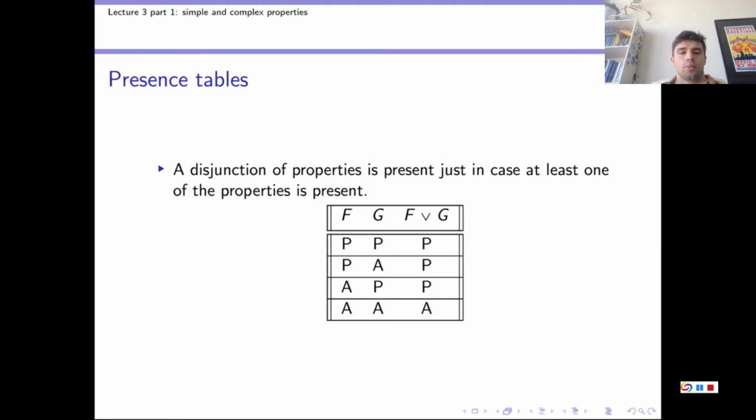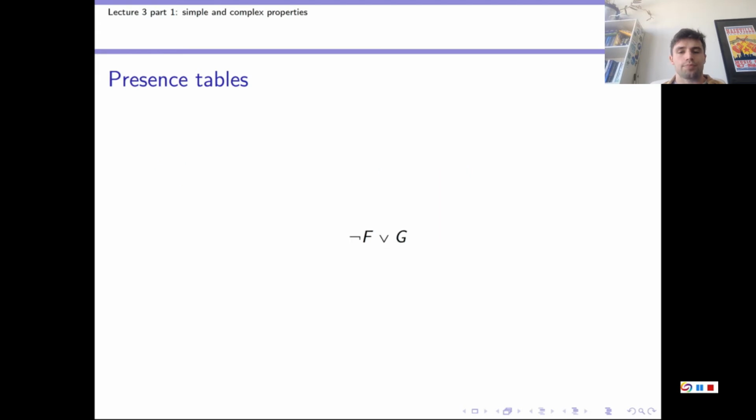We calculate the presence table for complex properties that we've built out of simpler ones using the logical connectives in exactly the same way that we calculated the truth tables for complex statements. So to get a better handle on that, here's an example. This is the one from the book. It's on page 8. So here's a complex property, not (F or G).